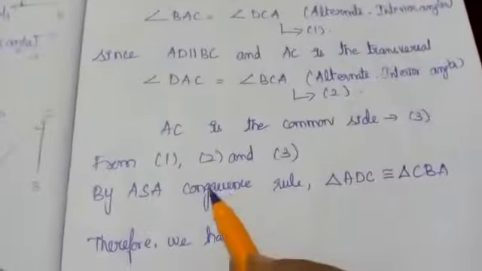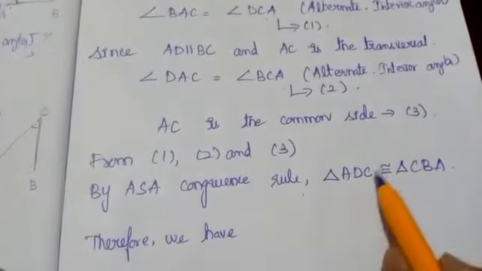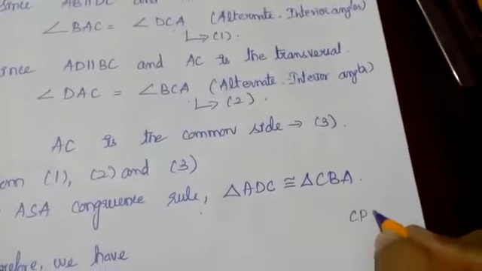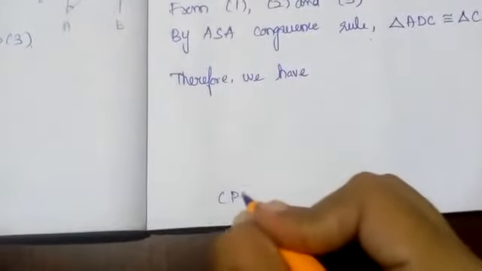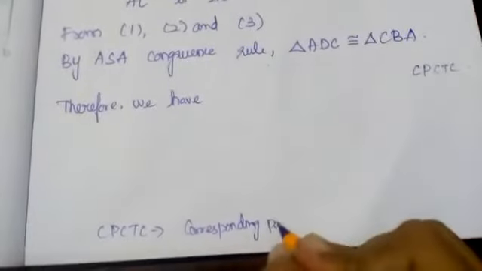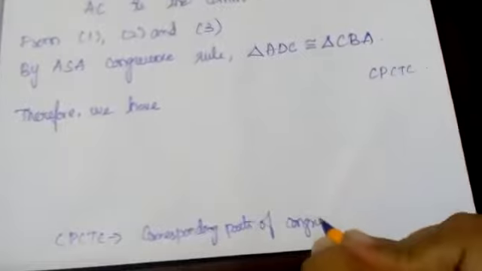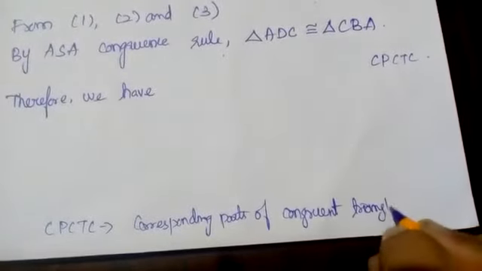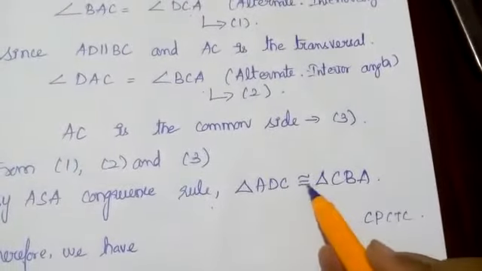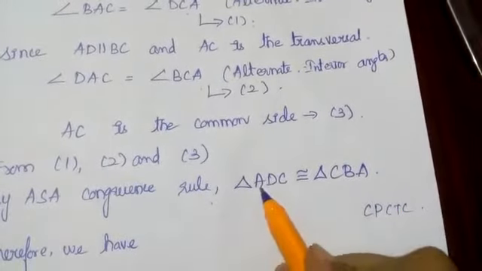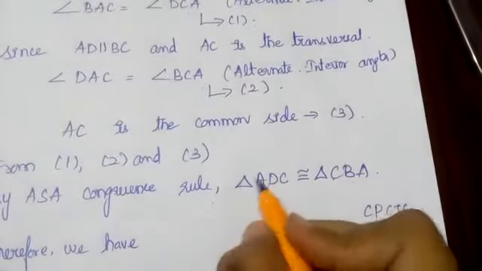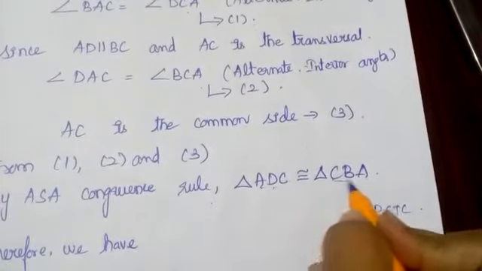If two triangles are congruent, then their corresponding parts are equal, by the CPCT rule. I will write it here: CPCTC means corresponding parts of congruent triangles are congruent. Now, since triangle ADC is congruent to triangle CBA, angle A is equal to angle C, angle D is equal to angle B, angle C is equal to angle A, in the same order. Similarly, side AD is equal to side CB.